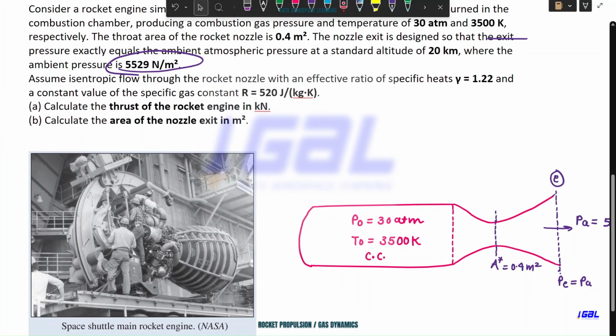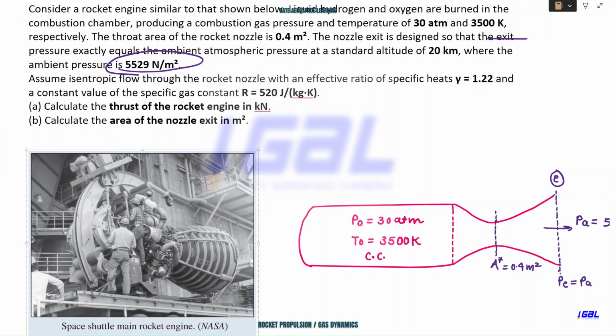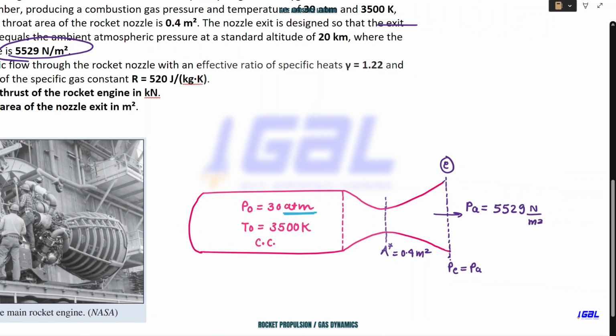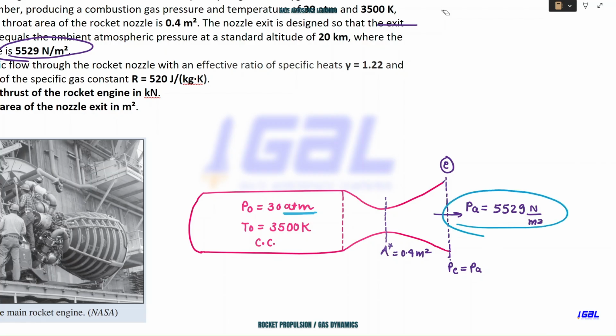Now I'll tell you one cautionary point for you. Here, if you see the stagnation chamber pressure, they have given this in atm, and the exit atmospheric pressure they have provided in Newton per meter square, that means Pascal. So you need to be very careful while you are using this in your formula. So that's the caution point for you.